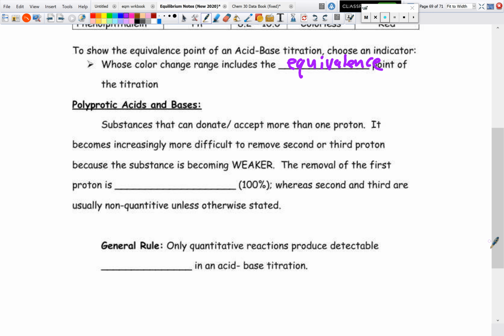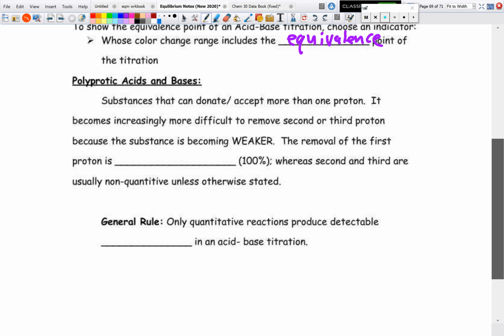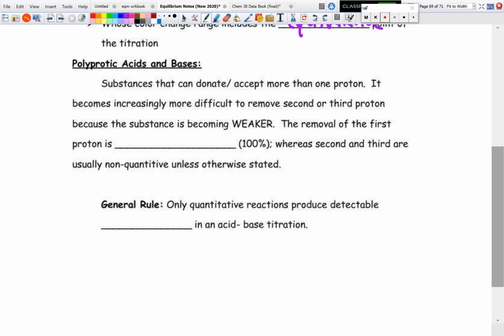All right, now last thing, just kind of bringing into the whole thing with the polyprotic and the monoprotic ones right here, is that if we do have any samples that are polyprotic acids and bases, of course, we do know those are substances that can donate or accept more than one proton. Now, as we start taking away or giving up or accepting more hydrogens, it becomes more difficult to remove the second or third protons, because as we start donating more protons or accepting more, everything becomes weaker.